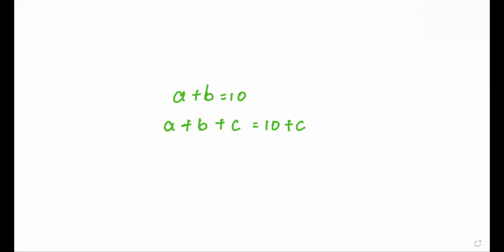Let's do it here. If there is a plus b is equal to 10, and the next line is a plus b plus c is equal to 10 plus c, here the second axiom is getting used, right? We are adding the same thing, still it's the same.